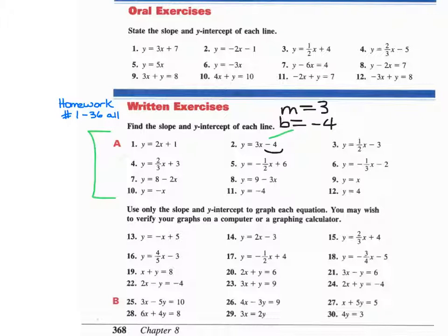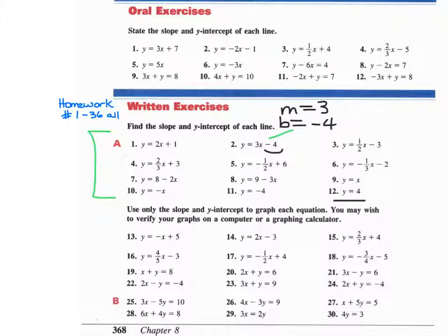Can anybody remember when it's y equals a number? What is the slope of that line? Yes, Brian. 0. Good. And then when it's x equals a number? Undefined. Good. You need to be remembering those.